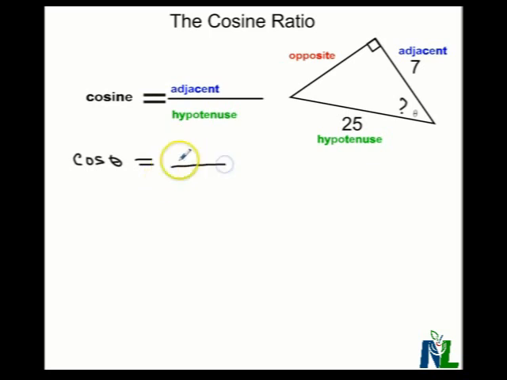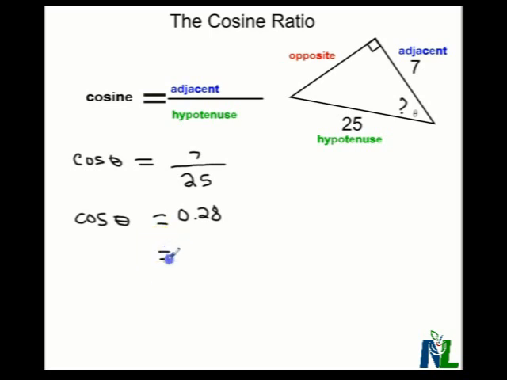We know the adjacent side. The adjacent side is 7, and the hypotenuse is 25. Now, this is pretty simple. 7 divided by 25 gives us 28 hundredths. Now, on the left side of the equation, we haven't done anything, so we still have the cosine of theta. Theta is our unknown, so we know now that the cosine of theta is 28 hundredths, or 0.28.